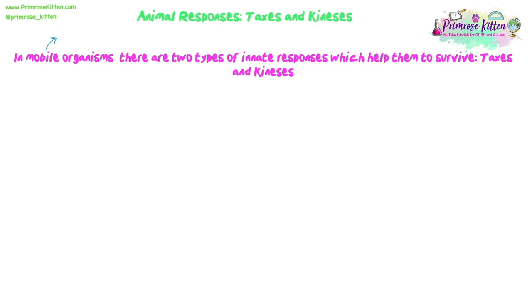Okay, so in mobile organisms, there are two types of innate responses which help them to survive, taxis and kineses, as we've said. Sometimes you'll see this word motile, or they have motility instead of the word mobile. And obviously that just means they can move around. They have the ability to move. And so we're thinking about anything that can move. It's not just going to be animals.